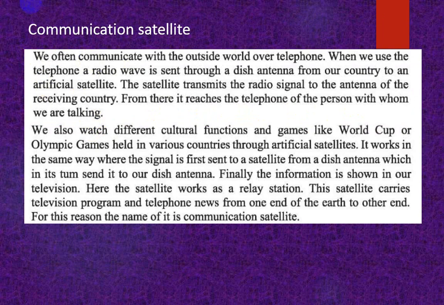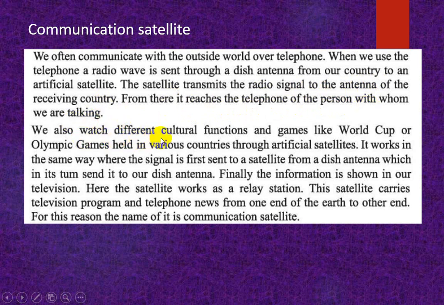We often communicate with the outside world over the telephone. When we use the telephone, a radio wave is sent through the dish antenna from our country to an artificial satellite. The satellite processes the radio signal and transmits it to the antenna of the receiving country. From there, it reaches the telephone of the person with whom we are talking.